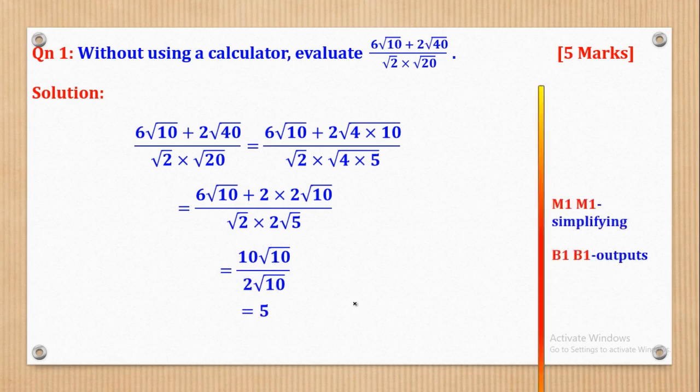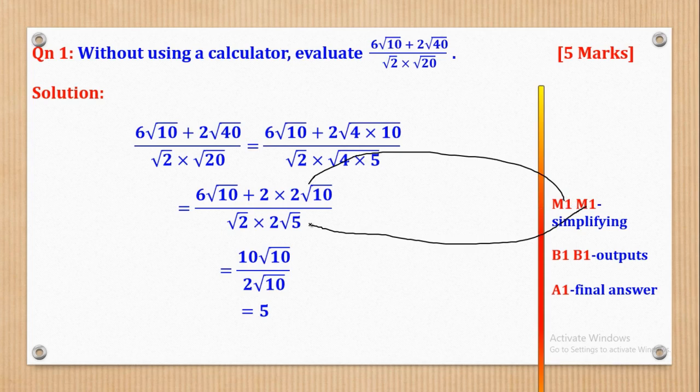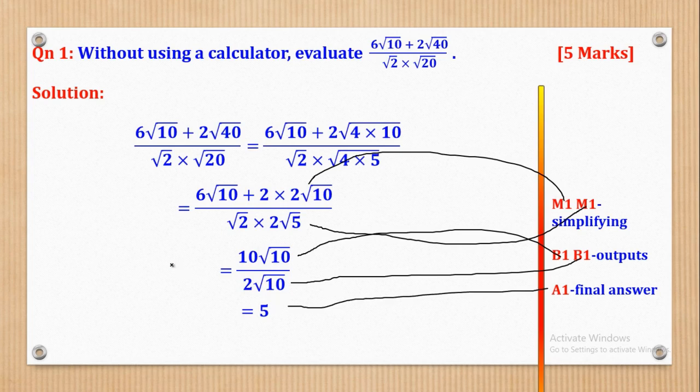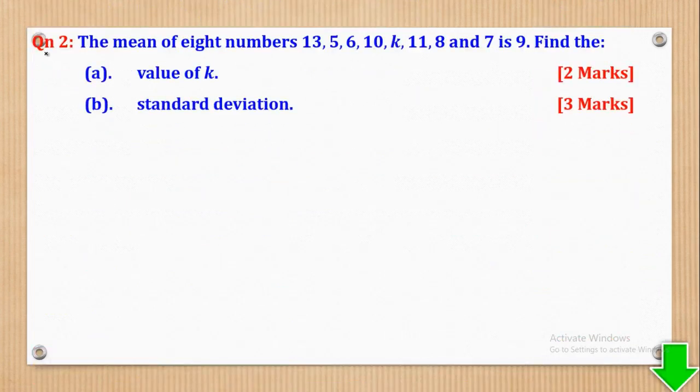Now let's see how much can be awarded. M1 for simplifying the numerator, M1 for simplifying the denominator, B1 for the output of the numerator, B1 for the output of the denominator, and A1 for the final answer. So that was question 1.